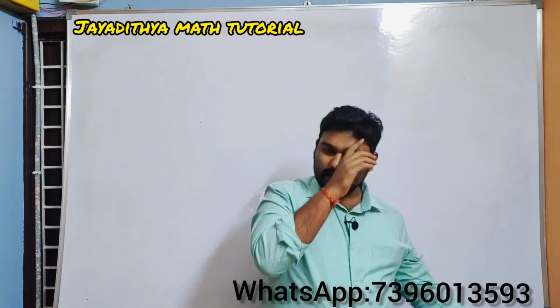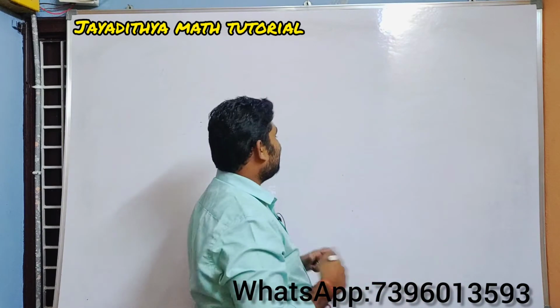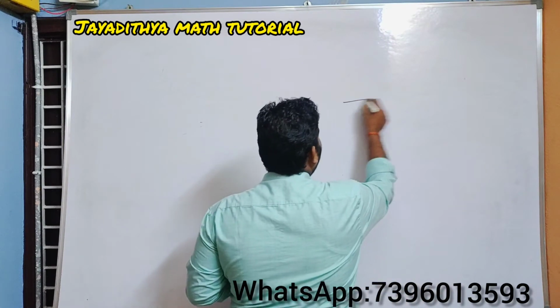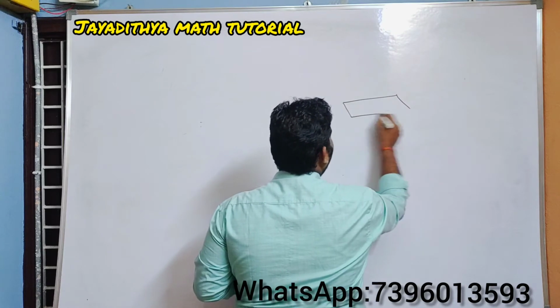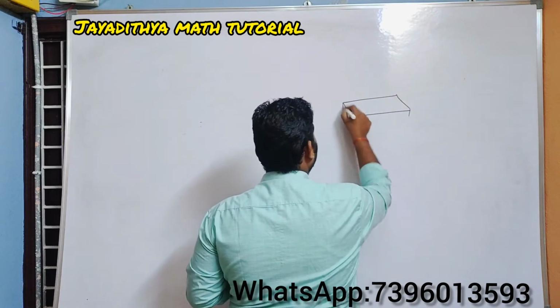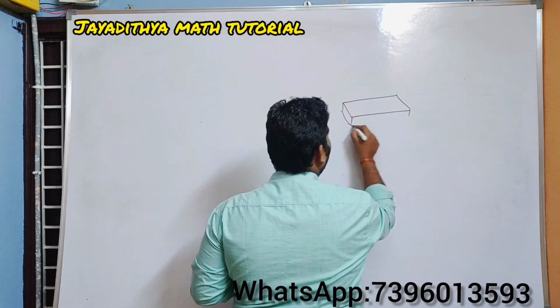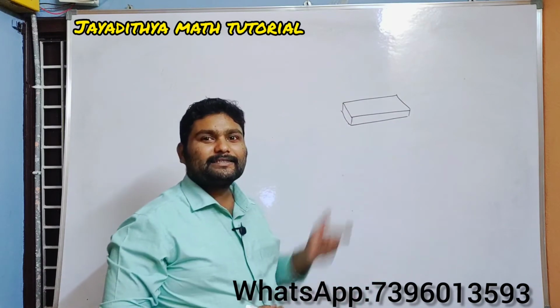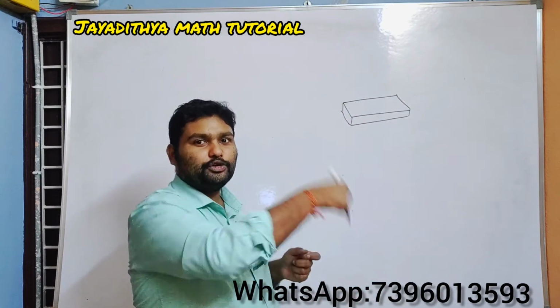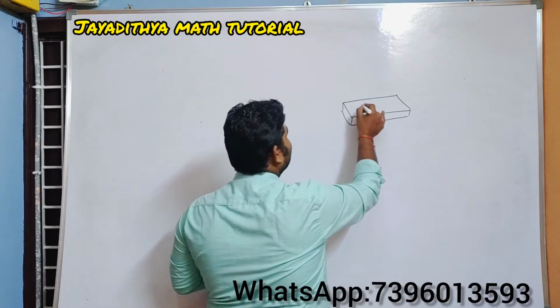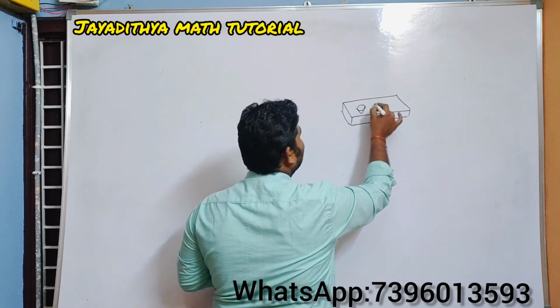Problem related to a pen stand. The figure is in your textbook. You can observe this one. So what is the problem? There is a cuboidal wooden board. On this, some conical portions were cut in order to place the pen. So here 3 conical portions were cut.